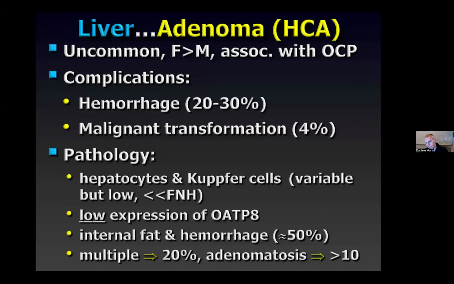Let's move on from focal nodular hyperplasia to hepatic adenomas. Hepatic adenomas are much less common compared to focal nodular hyperplasias and hemangiomas. The reason why it's important to make a confident diagnosis of hepatic adenomas is because of the potential complications this lesion can undergo. The most common complication of these lesions is hemorrhage, which happens in about 20 to 30% of lesions.